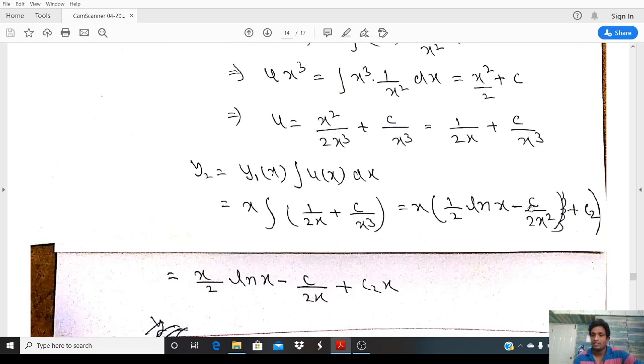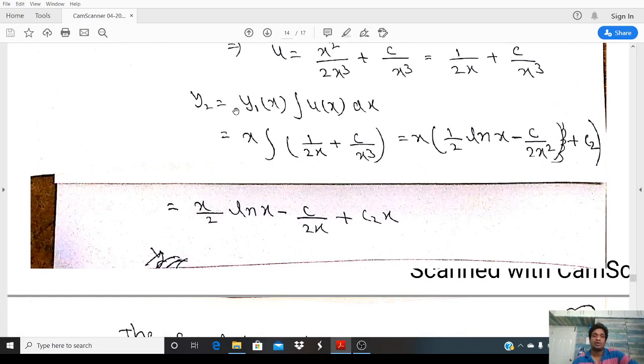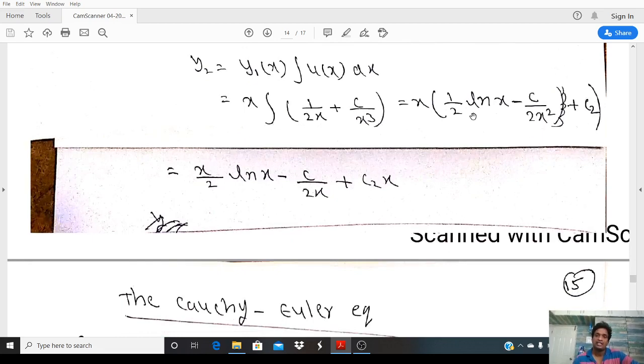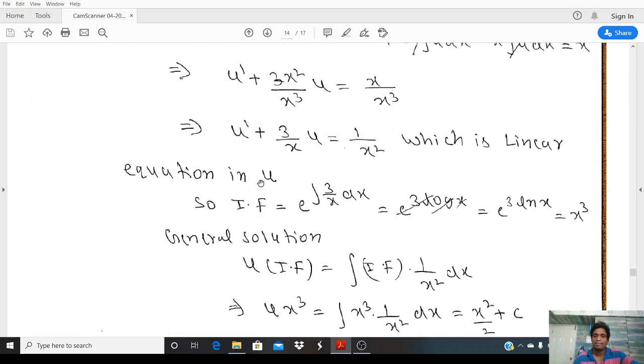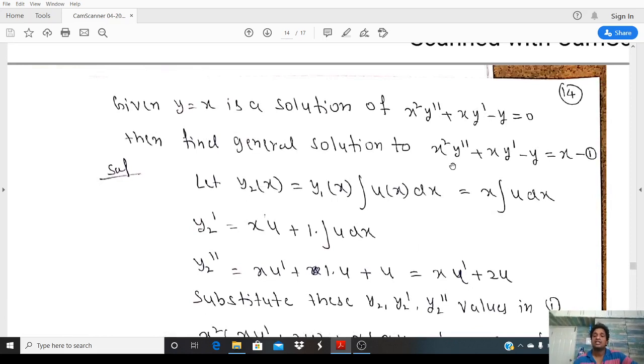Actually, this is the u value, not the y2 value. So y2 becomes y2 is equal to y1 of x into the integration of u of x dx. The u of x is 1 by 2x plus c by x cube. So x into the integration of this: the integration of 1 by 2x is half ln of x, and the integration of c by x cube is minus c by 2x square, plus c2. We have done the integration, that's why we have written c2 here. So if we simplify this, y2 becomes x by 2 ln of x minus c by 2x plus c2 of x. This is the solution for what was asked: to find the general solution for x square y double dash plus xy dash minus y is equal to x.